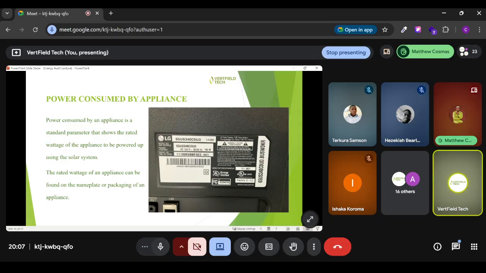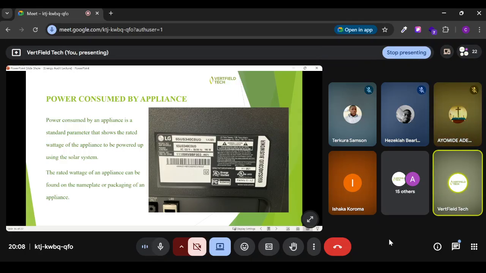The power consumed by an appliance tells you the rated wattages of each and every appliance. It tells you the rating in watts, or the wattage, of each and every appliance. Now, the power consumption of your appliance is gotten from the nameplate of each and every appliance. The nameplate is that place that gives you the specifications, the complete details of your system.